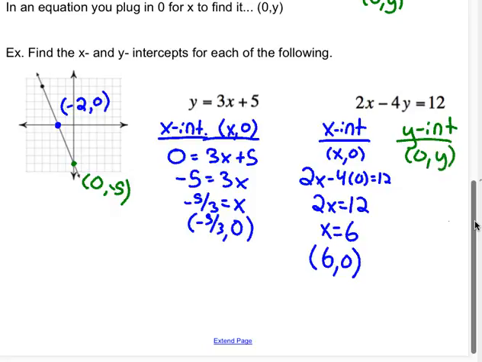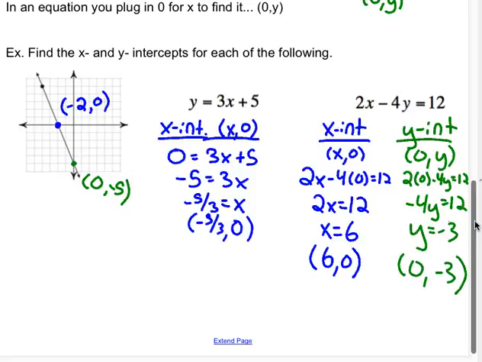Y-intercept. Remember the opposite one is 0, so my x is 0, and then I'm solving for a y value. So this time I'm going to put 0 in for x. So it drops out completely. Divide by -4, and my y-intercept is going to be at 0, -3.